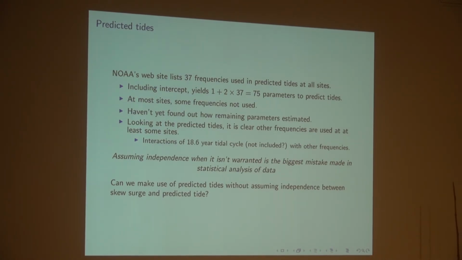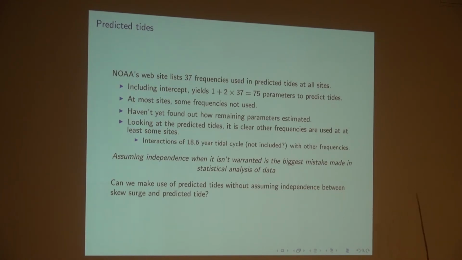In particular, what I'm pretty sure I discovered, someone that knows this, is that there's an 18.6-year tidal cycle having to do with the plane of the moon's orbit is not the same as the plane of the Earth's orbit. And I don't think they're including that, but they're including interactions of that cycle with other cycles in there. And I still don't know then how they estimate the parameters that they fit. And I don't know how they decide which frequencies to use.